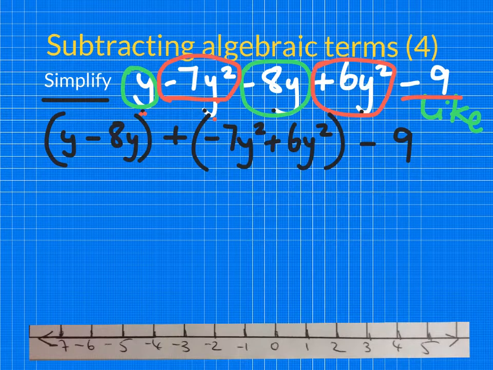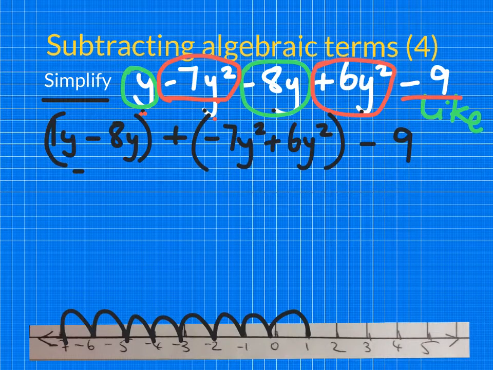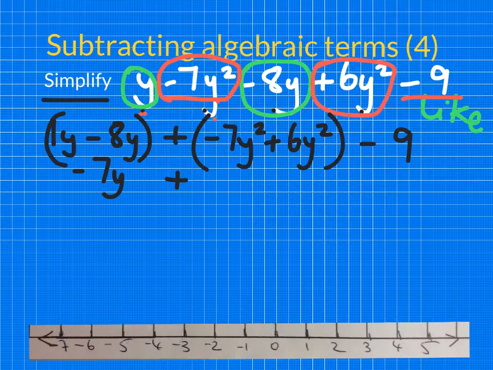Simplifying the y's, notice that if we have a single y, that's a 1y. 1 take away 8. 1, 2, 3, 4, 5, 6, 7, 8. Takes us down to negative 7y and negative 7y squared plus 6y squared. We start down at negative 7, then go up 6. 1, 2, 3, 4, 5, 6. We end up at negative 1y squared, and we have minus 9.